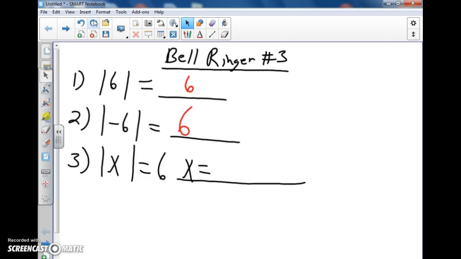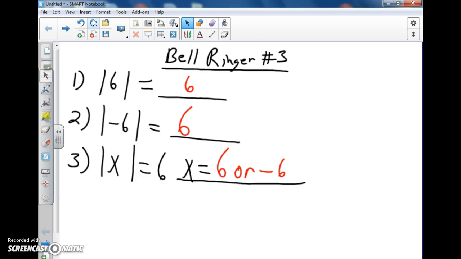And remember, absolute value means the distance that a number is from 0. We talked about that. All right, so look, common sense. If the absolute value of 6 is 6, and the absolute value of negative 6 is 6, then the absolute value of x equals 6. So how much would x be? It would equal 6 or negative 6.